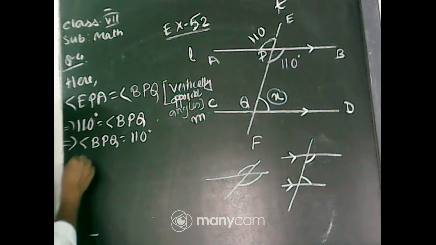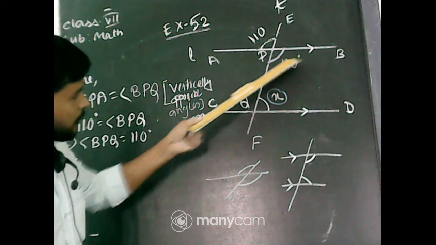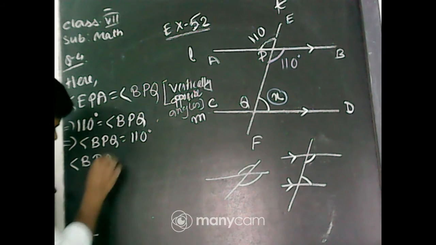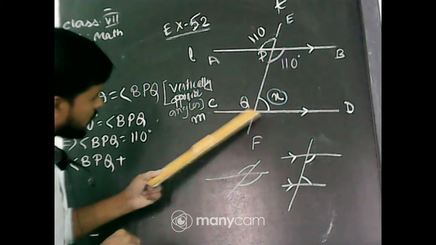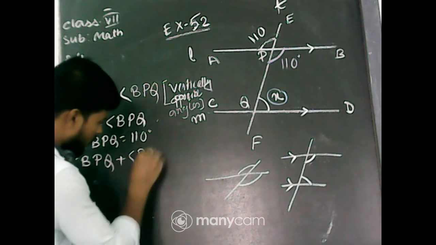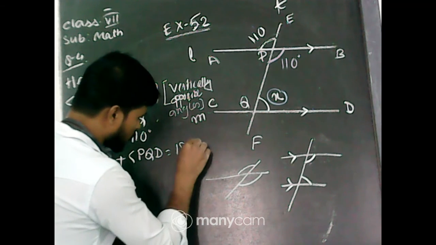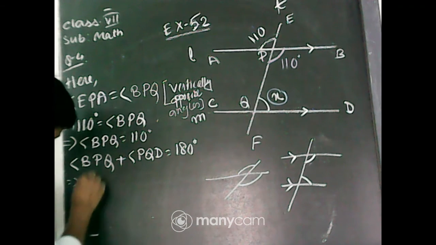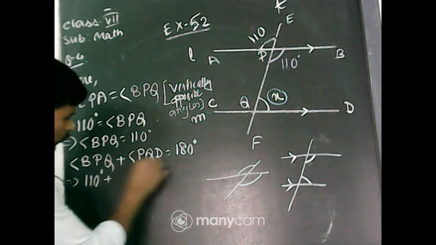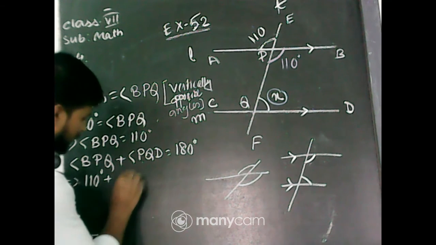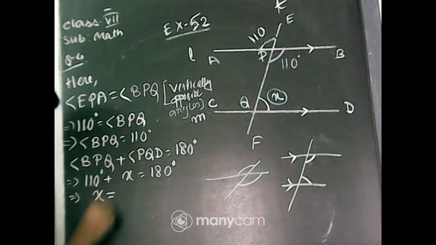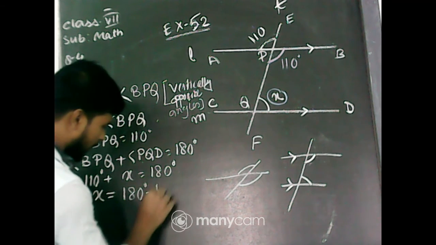Okay, so now write that angle. Angle BPQ plus this angle, angle PQD. The sum of these two angles must be equal to 180 degrees. The value of angle BPQ is 110 degrees, so 110 degrees plus the value of PQD, which is given as x, is equal to 180 degrees. From here, find the value of x. So x will be equal to 180 degrees minus 110 degrees.